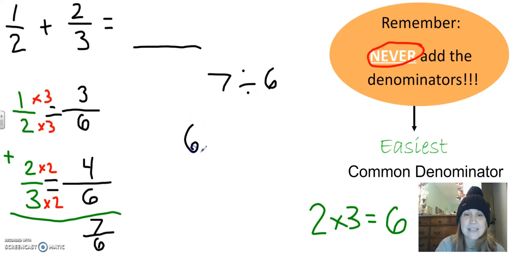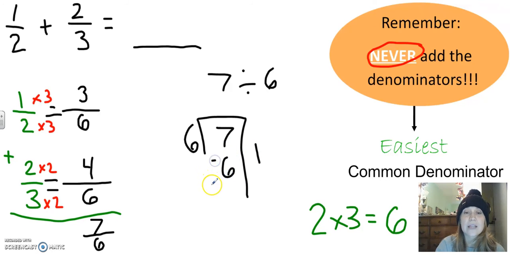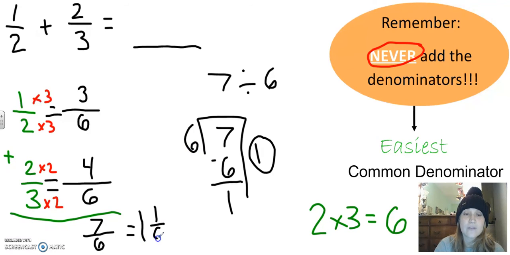So let's do it. 6 into 7. Well, 6 can go into 7 one time. 1 times 6 is 6. Subtract it out, and you get 1 left over. Do you remember how to read it? That's right. The quotient becomes your whole number. So when I turn it into a mixed number, I have 1 whole. The remainder turns into your numerator, 1, and the divisor turns into your denominator of 6. So my answer to 1/2 plus 2/3 is 1 1/6.